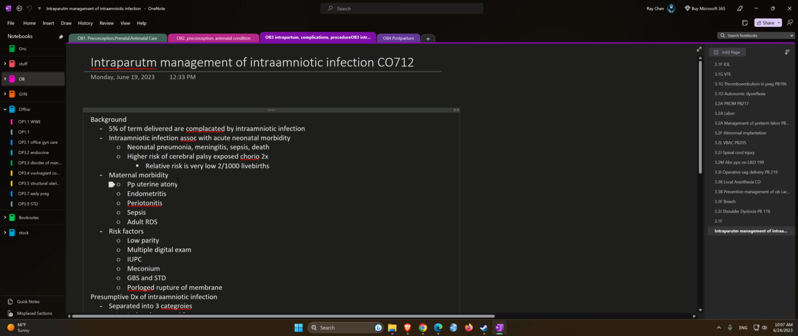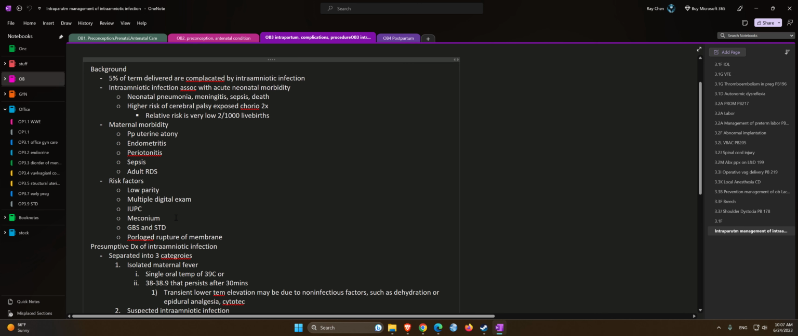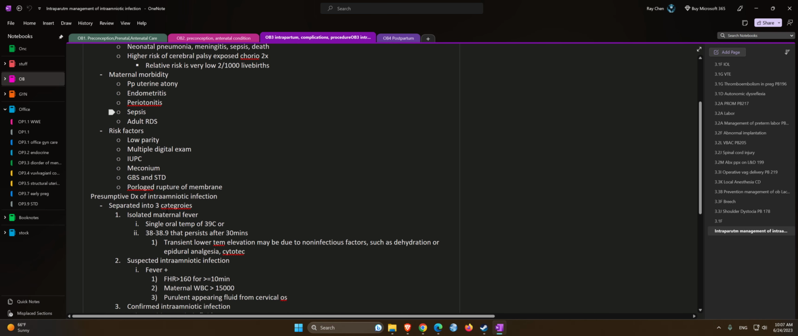Maternal morbidities: postpartum uterine atony, endometritis, periodontitis, sepsis, adult respiratory distress syndrome. Risk factors: low parity, multiple digital exams, IUPC, meconium, GBS, and sexually transmitted diseases, prolonged rupture of membrane.